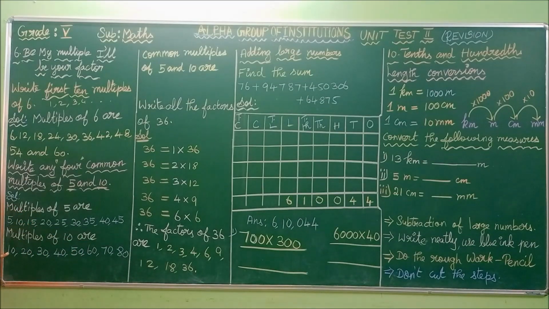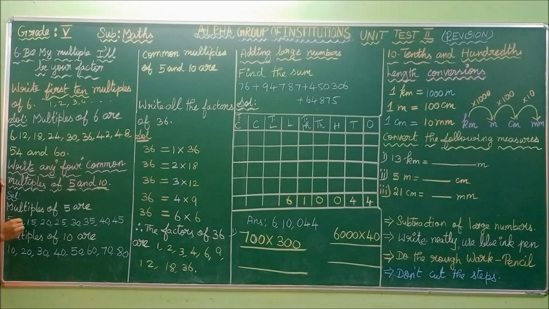So, what are the multiples of 10? 1 10 is 10, 2 10s are 20. Like that, you have to write the multiples of 10. Thus, 10, 20, 30, 40, 50, 60, 70, 80, etc. These are the multiples of 10. We have to find the common multiples. Common means the number should come in both the multiples of 5 as well as the multiples of 10. So you have to find out what numbers come in both the multiples.